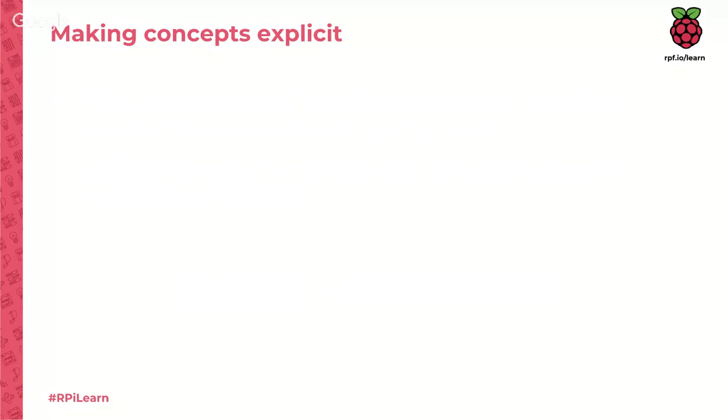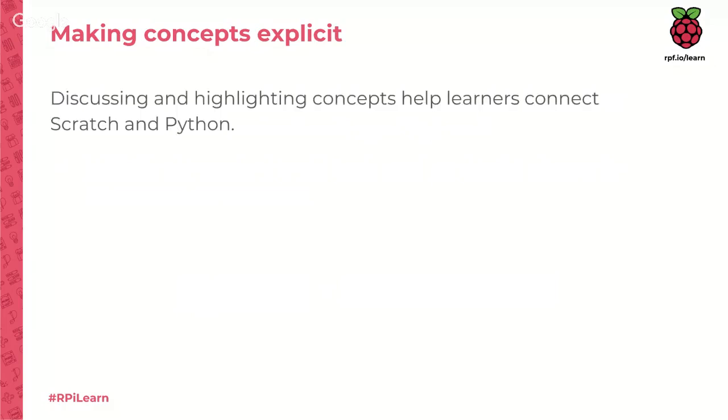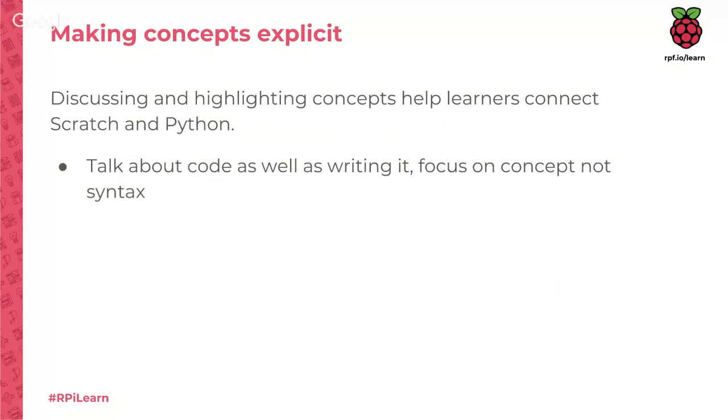But also there's things around making concepts explicit. Concepts are the things that bind together all those languages that we've talked about. If we can discuss and highlight those concepts, then we can help learners connect Scratch and Python or Blockly or C, whatever the language is. Those concepts are core and fundamental. So let's draw them out, let's make them explicit, and let's highlight those.